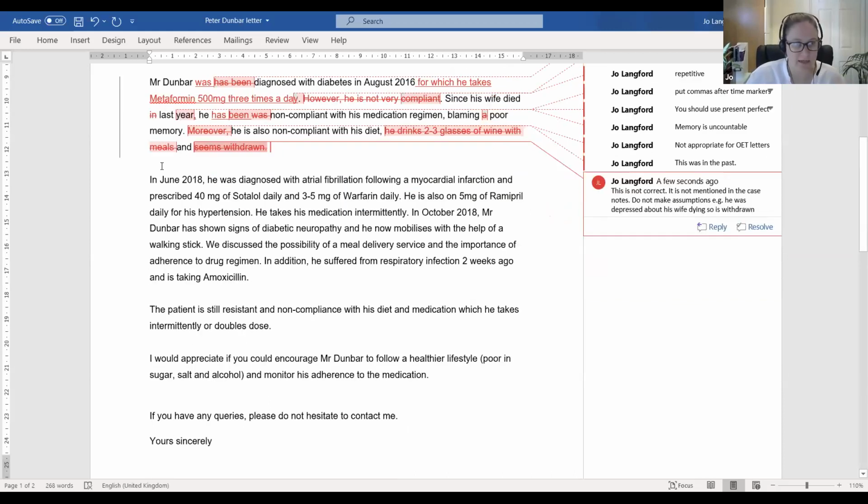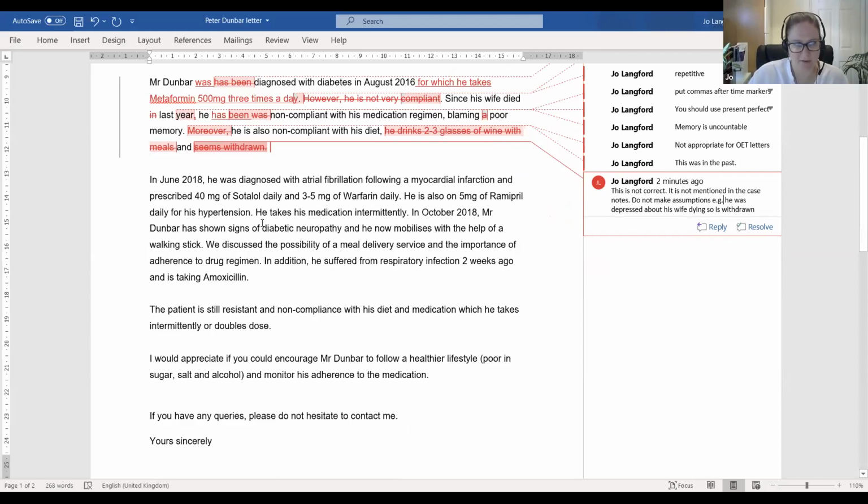So let's move on. In June 2018, comma, good, he was diagnosed with atrial fibrillation following a myocardial infarction, yes, and prescribed okay, that's fine. The new medication, he is also on 5 for his hypertension, great. He takes his medication intermittently, yes, this is true.